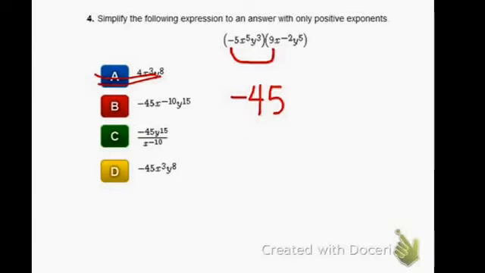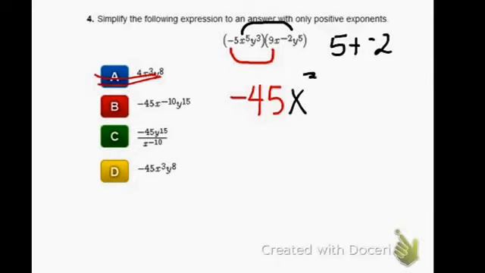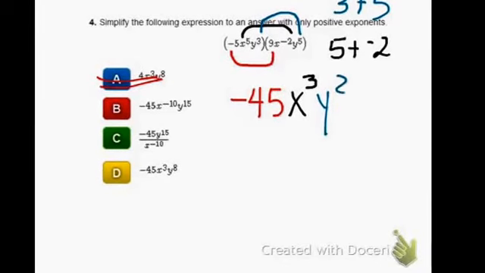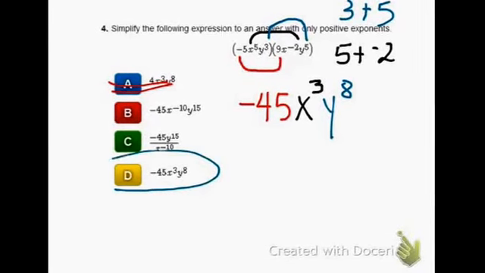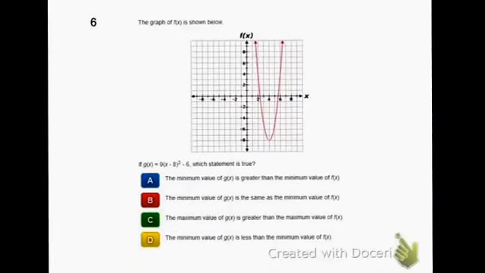Remember, you add the exponents when you're multiplying. So I'm going to take the x exponents, and I want to add 5 plus negative 2. And that's going to give me a positive 3. So x to the third power. And then I want to do the same thing with the y exponents. So I'm going to add the 3 and the 5. 3 plus 5 is 8. So that would give me y to the 8th power. So that would give me my answer choice D.